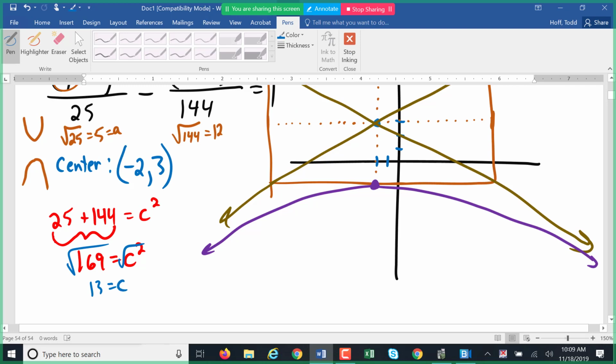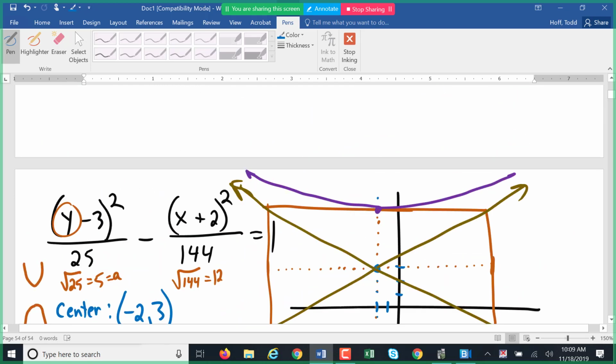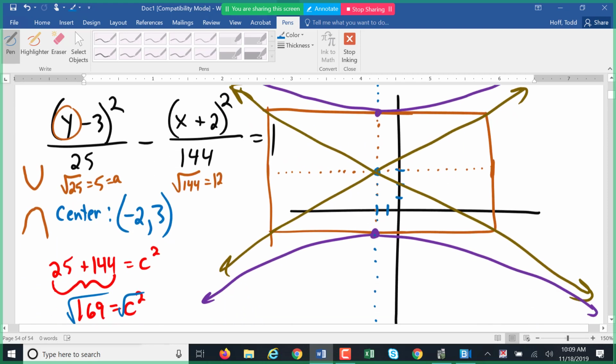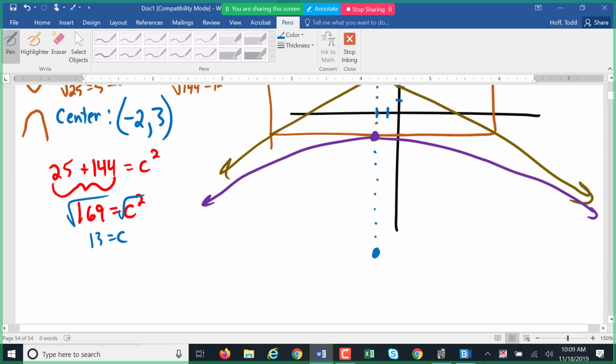So that means the focus is 13 units from the center: 1, 2, 3, up to 13. So the focus on the lower side is way down there. On the upper side, 13 units, way up here. You might notice that the wider the hyperbola is, the further the focus is from the vertex of the hyperbola.